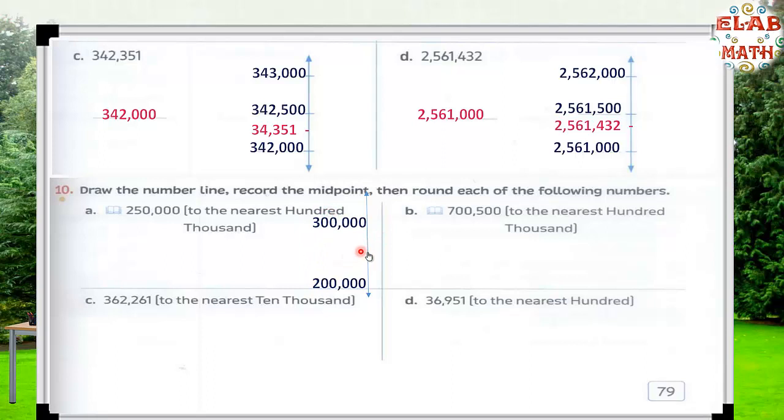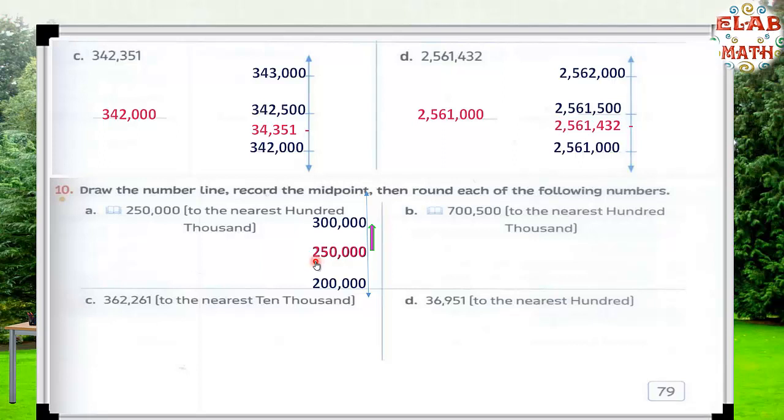300,000. The midpoint between them will be 250,000, we will add 5. Our number is exactly on the midpoint. That means you should round up or down. We said if you have 5, you should round up, because we round to the nearest 100,000.